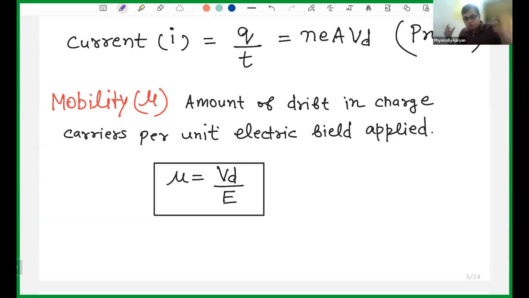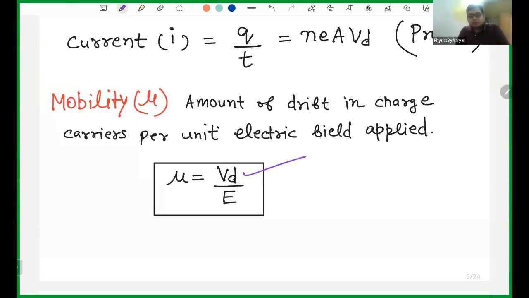If the material is very good, then if I apply a small electric field, the drift will be very fast. But if the material is not very good, the collisions are more. If the collisions are very many, then what will happen? I apply a very strong electric field, but still the drift is very slow. So mobility should be more: even if I apply a small electric field, the drift should be very fast.